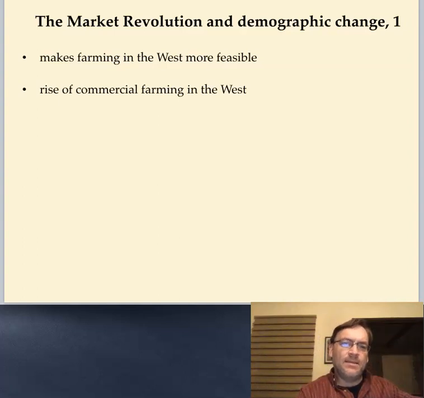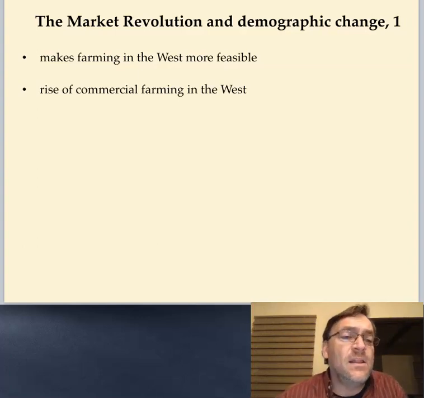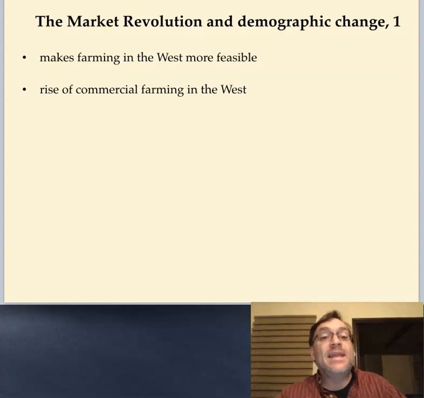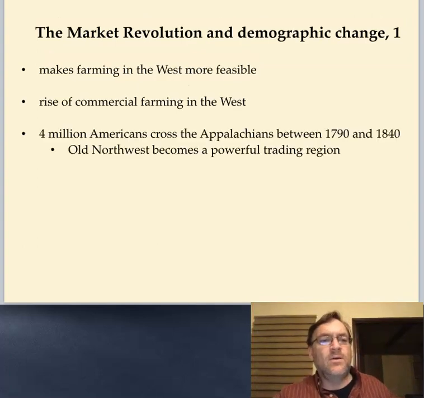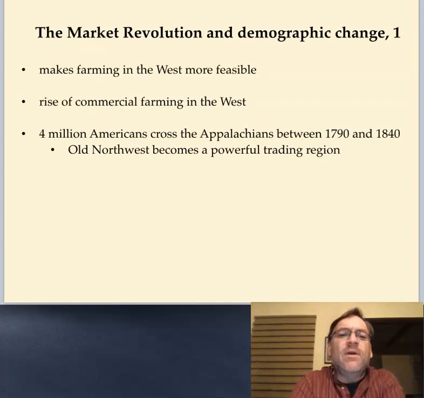As these regions become more connected to Eastern and international markets, they're more enticed to grow more crops, even specialize a bit more in crops, and sell a lot more crops outside of their home, right? So gaining even more and more surplus, to which they can buy things. And the population is growing, right? 4 million Americans have crossed the Appalachians between 1790 and 1840.